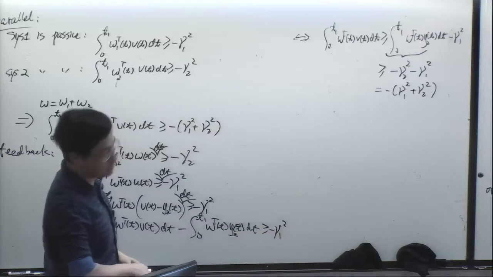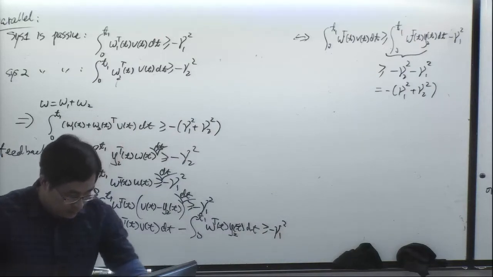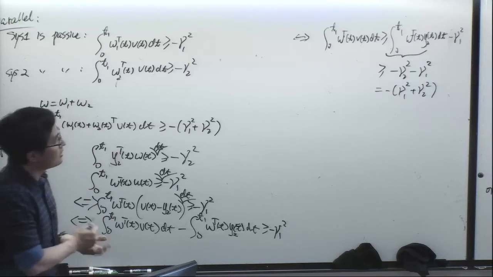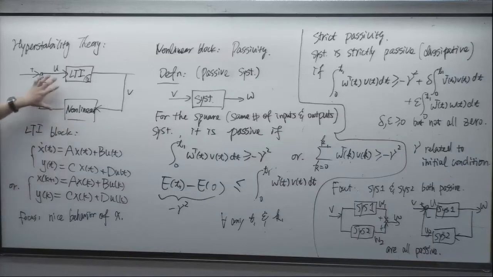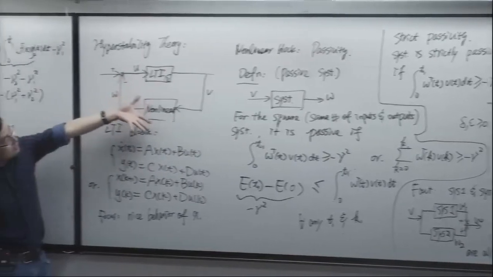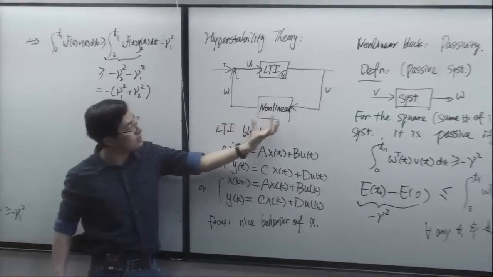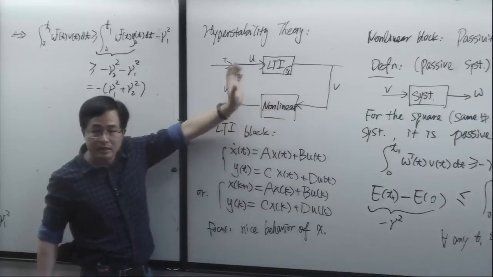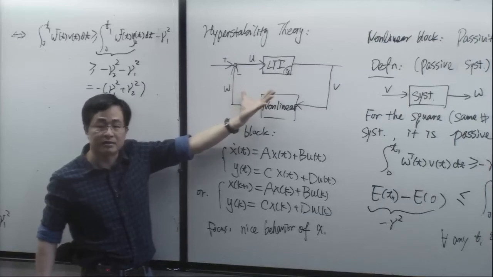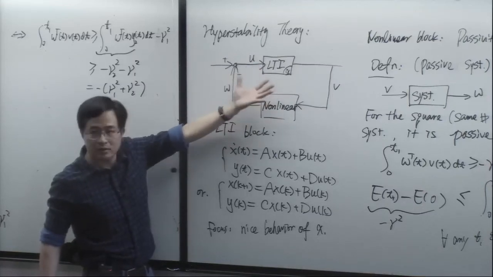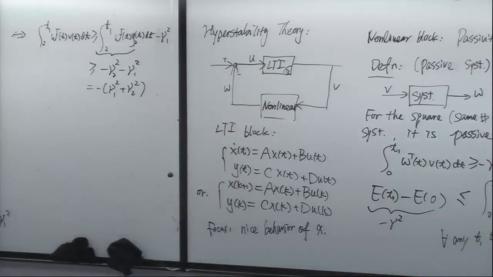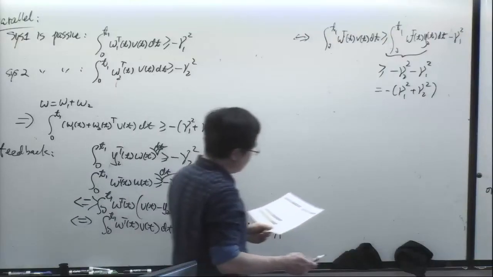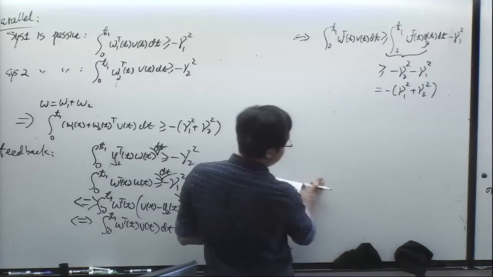Some minor things to notice. That's the math, and the result is really interesting, right? It is saying this kind of concept. I have two blocks. If I can show both of them individually are passive, then I can guarantee the entire system is going to be passive. So we break a potentially more complex problem into two smaller problems. That's exactly the definition of hyperstability.